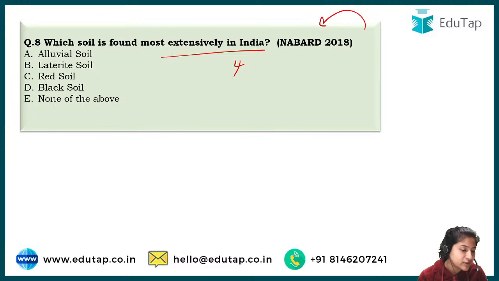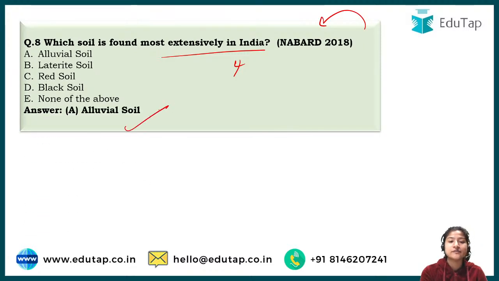Sangeeta says option number A, Manish A, RK A, Sonu alluvial, Abhinav, Dilip both say A. Ayushi also says A. So yes, the correct answer to this is alluvial soil. We have already discussed, this is the most extensive soil that is found in India, right?